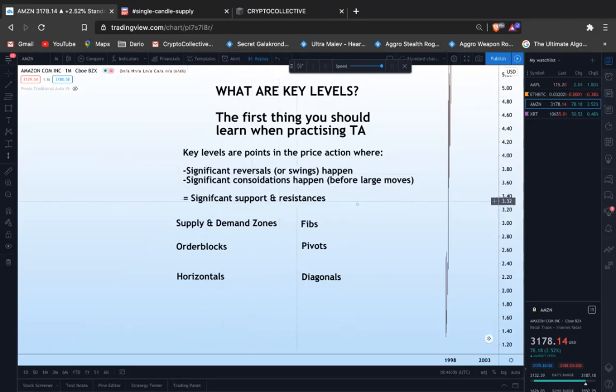So to identify key levels, you have six basic forms of support and resistance you can use: supply and demand zones, order blocks, horizontals, fibs, pivots, and diagonals. Now, I'm going to just briefly go through these.